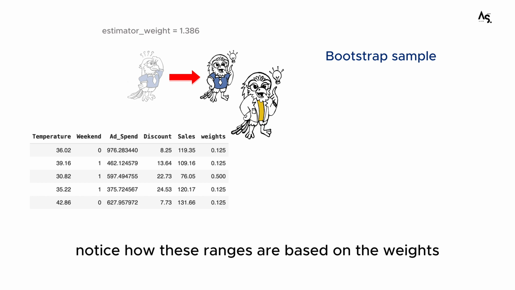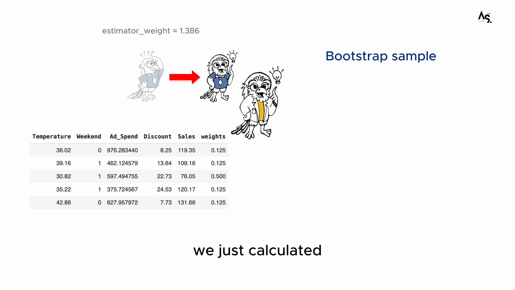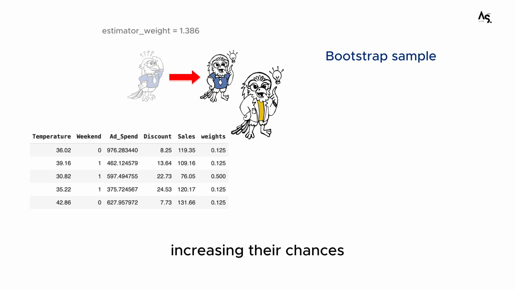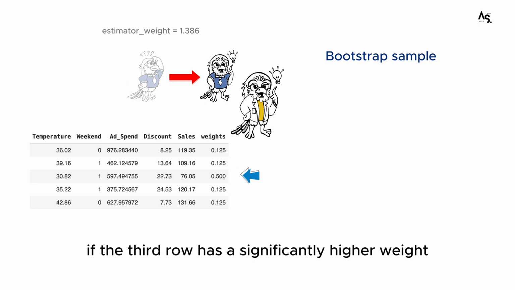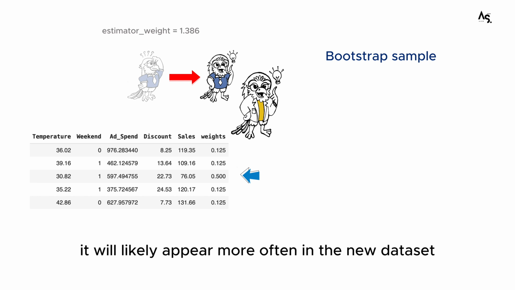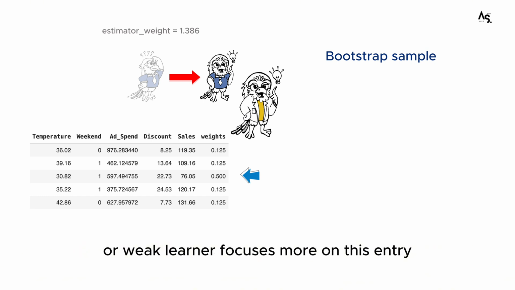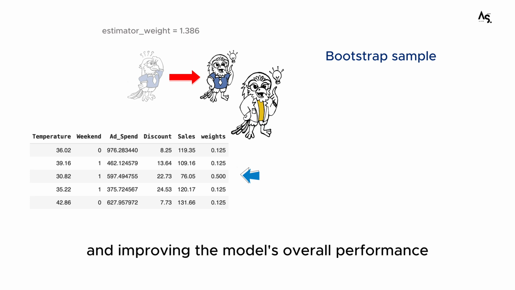Notice how these ranges are based on the weights we just calculated. Rows with higher weights have a larger range, increasing their chances of being selected multiple times in the bootstrap sample. For example, if the third row has a significantly higher weight, it will likely appear more often in the new dataset. This increased chance ensures that the next detective, or weak learner, focuses more on this entry, addressing its error better and improving the model's overall performance.